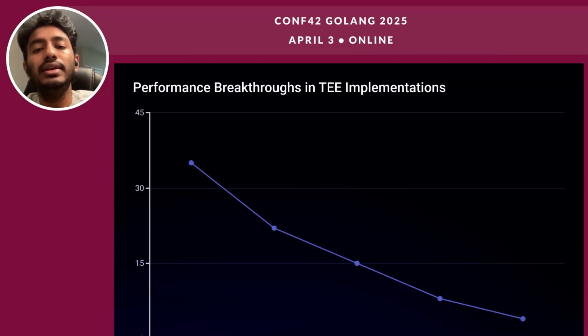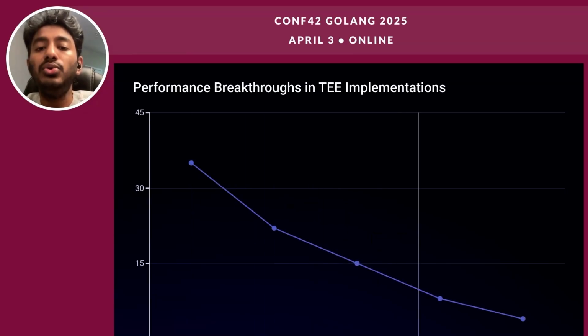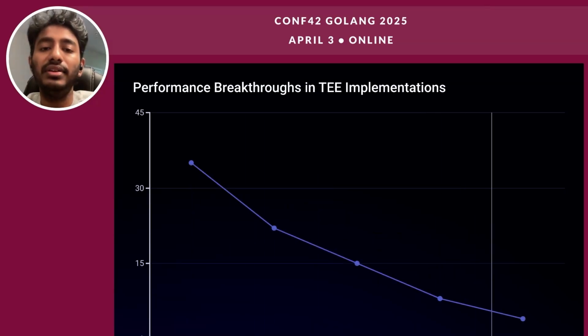So now coming to the performance breakthroughs. One of the common criticisms of TEEs used to be performance, and rightly, early implementations were slow. Back in 2018, as you see in the graph, running code inside an enclave could add up to 35% performance overhead. That's a lot. But just 5 years later, we are down to around 4% overhead on modern hardware. That's a game changer. Combined with efficient memory handling and low overhead, it finally makes sense to say that confidential computing is practical for production workloads, not just prototypes.